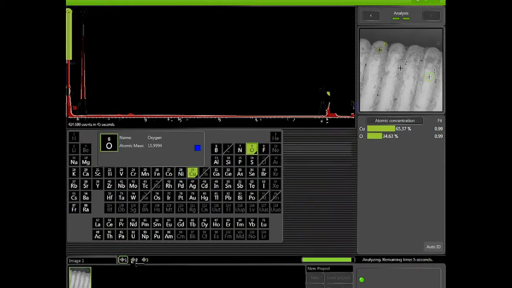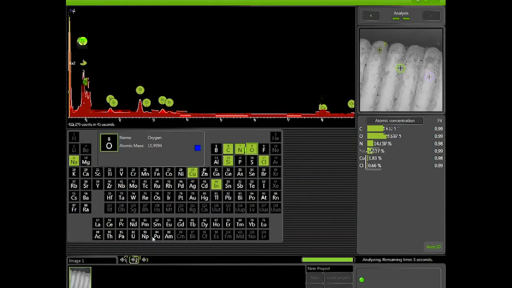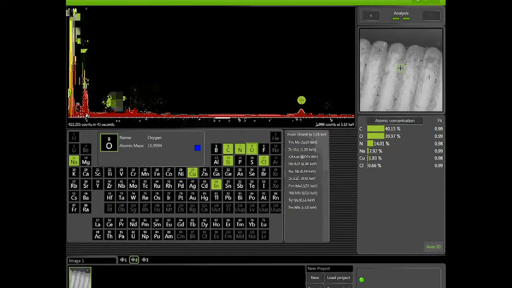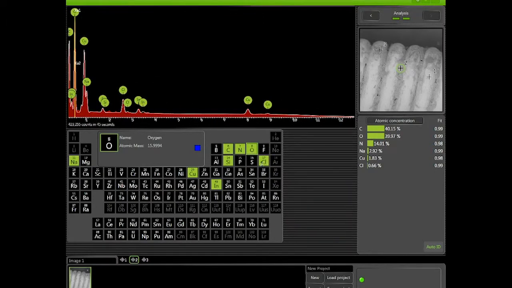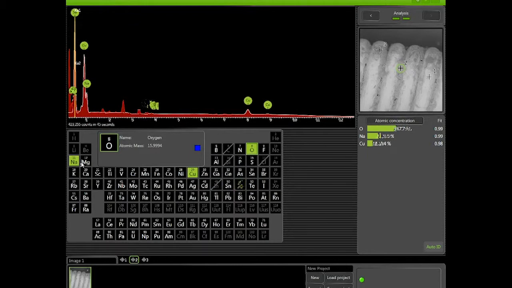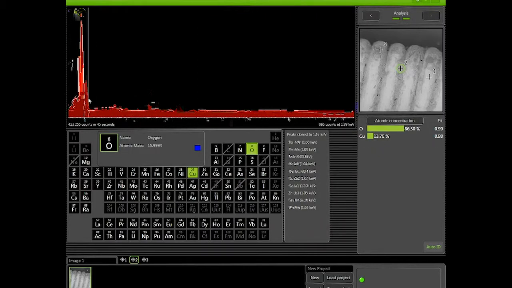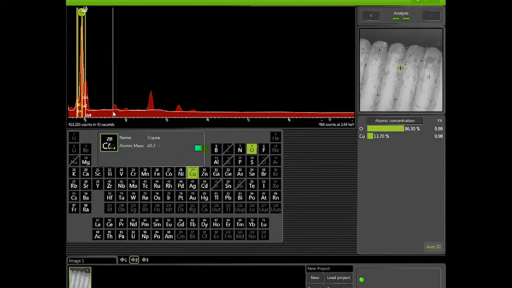So now we go to the other point, point 2, which was darker. And again, we look at the elements which are popping up here. And we turn off the ones which are not relevant, in the sense which are not making too much sense in our context right now. And we focus on the copper and oxygen here.